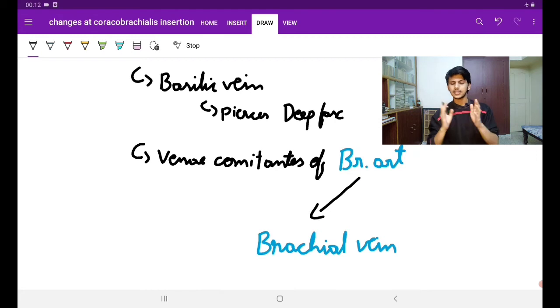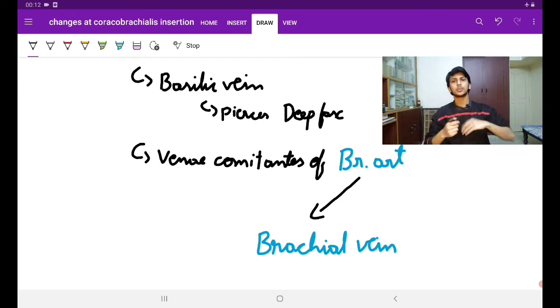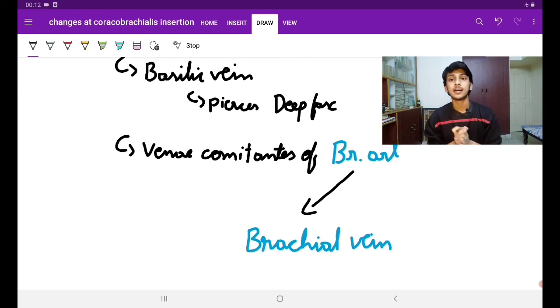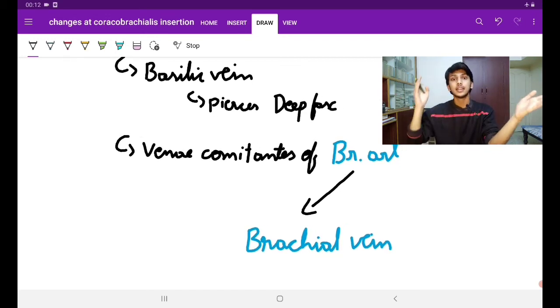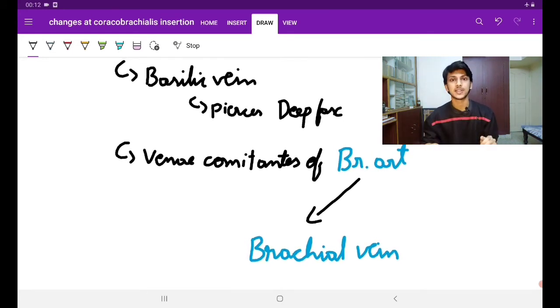Now guys, see the basilic vein, it usually comes here and ends here. It is a superficial vein, and usually it drains into the brachial vein, which is a deep vein. If it is coming like this, there is an intermuscular septum. If it has to go into the brachial vein, it has to pierce it and then go into the brachial vein. So it pierces the deep fascia. Where does it pierce? It pierces at the level of insertion of coracobrachialis muscle. Usually it's the medial intermuscular septum itself.